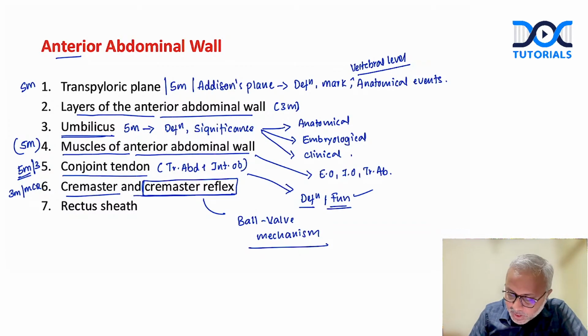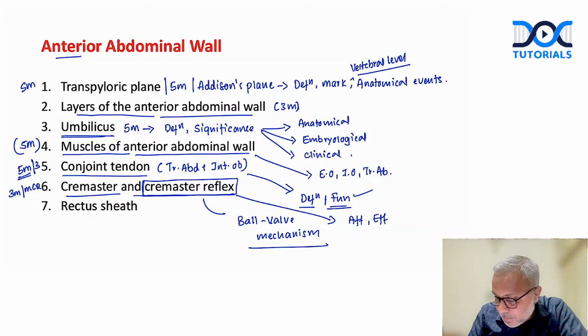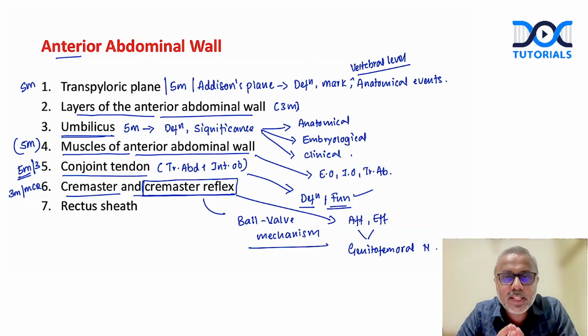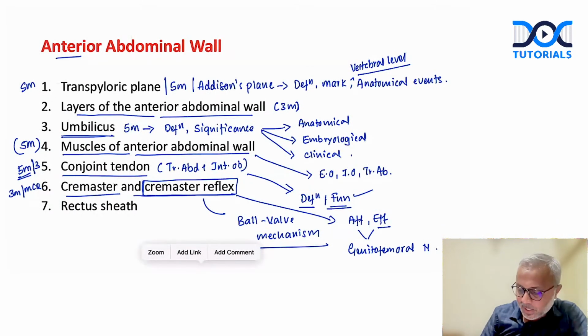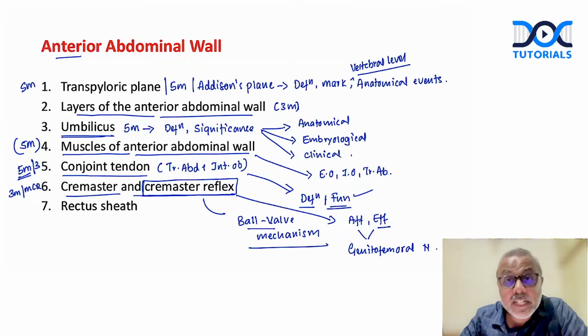What can they ask about the cremasteric reflex? What is the peculiarity of the afferent limb and the efferent limb? Remember, in both the afferent and efferent limb, one nerve is common, and that is the genitofemoral nerve. The afferent limb is formed by the femoral branch of the genitofemoral nerve, whereas the efferent limb is formed by the genital branch of the genitofemoral nerve, which actually supplies the cremasteric muscle. Are we clear?